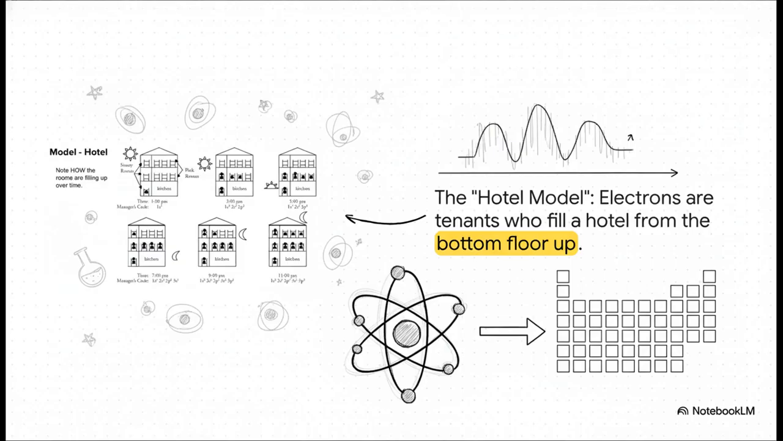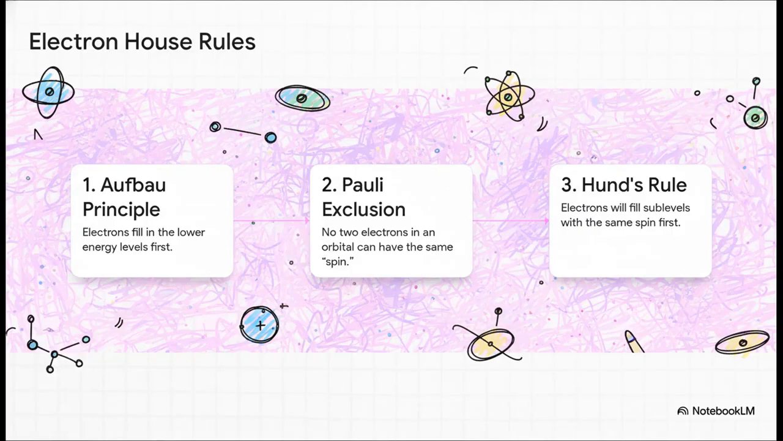Let's just think of it like a hotel. The atom is the building, the energy levels are the floors, and the orbitals on each floor are the rooms. Now, electrons are kind of like lazy tenants. They always want the room on the lowest possible floor because it takes the least amount of energy to live there. And every tenant in this hotel has to follow 3 simple house rules.